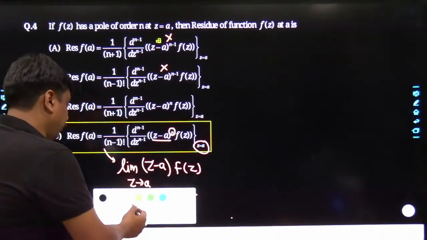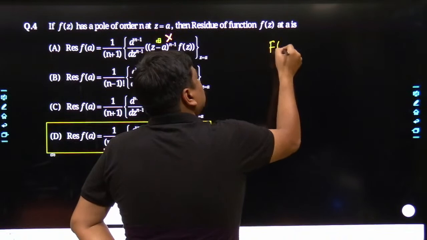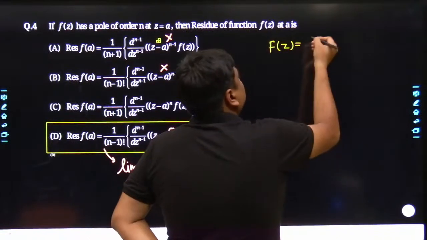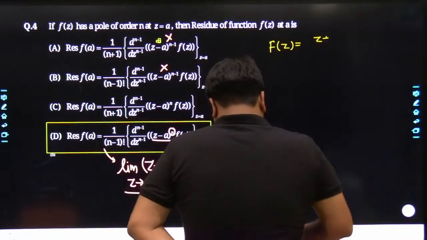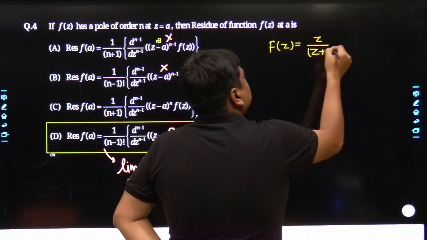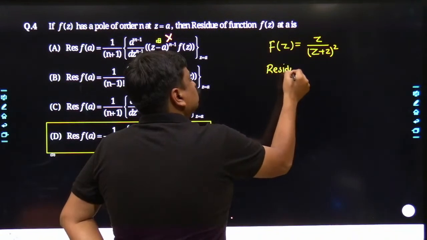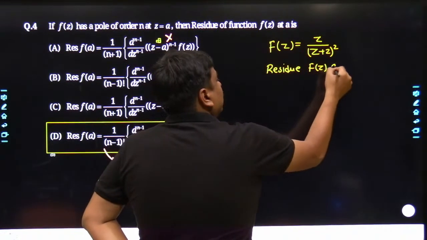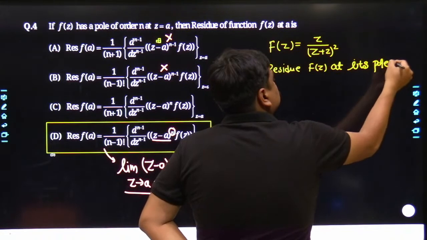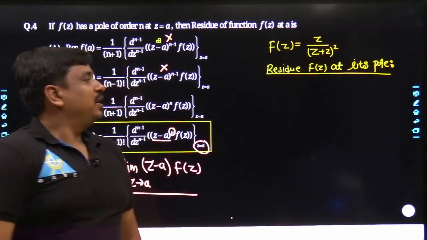So now I would like to ask each one of you, I have got a complex function. Let me frame a problem. Let's take the complex function f of z as z divided by (z plus 2) to the power of 2. I wanted to calculate the residue of f of z at its pole.